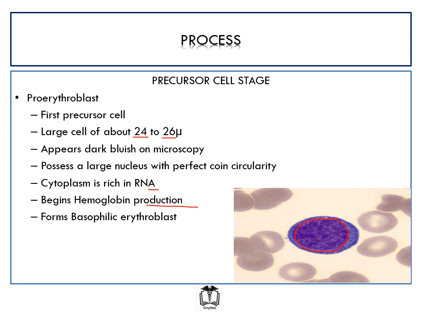So for example, proerythroblast tends to have largely RNA material, so it's largely acidic. Because it's largely acidic, when we stain it, it tends to attract basic dye or basic stain to it, making it bluish in appearance under the microscope.